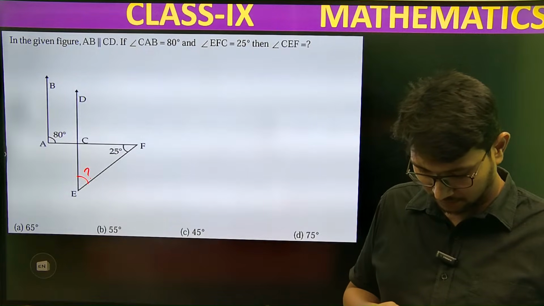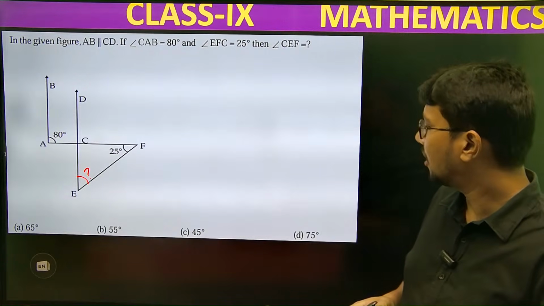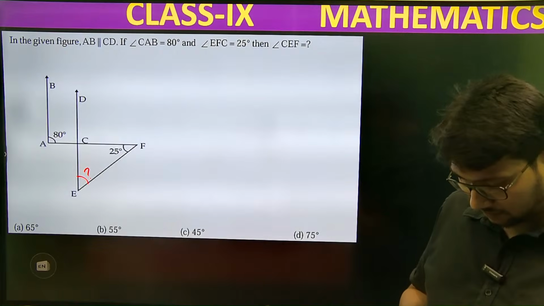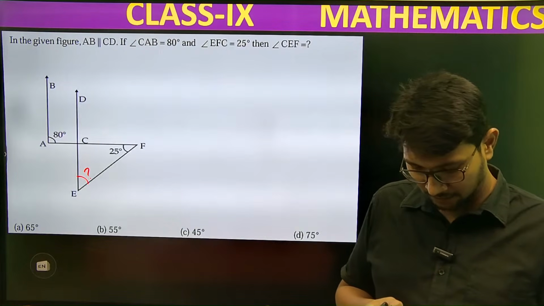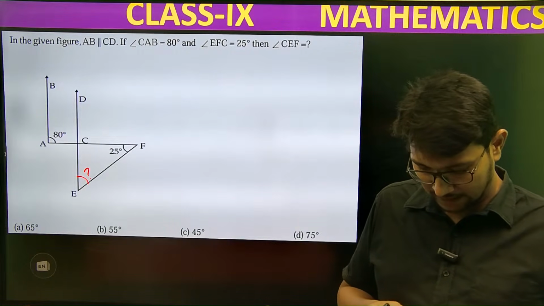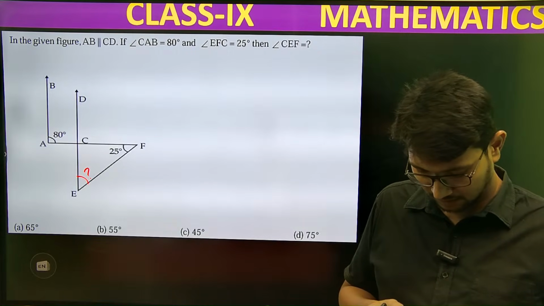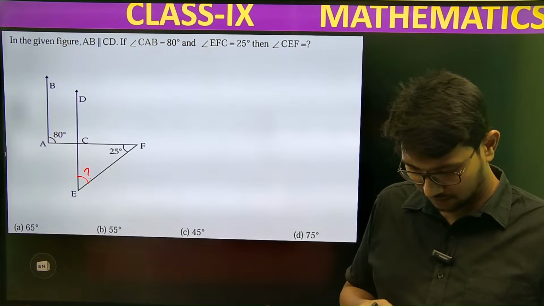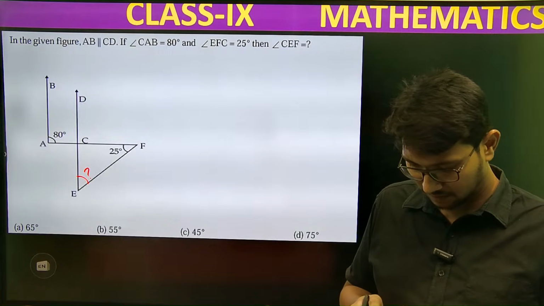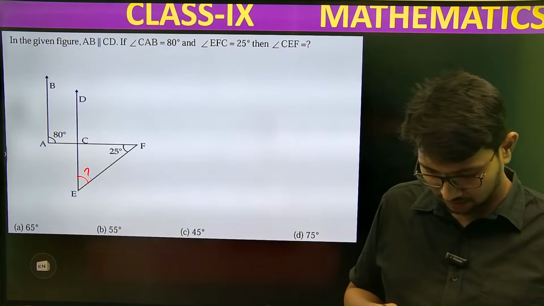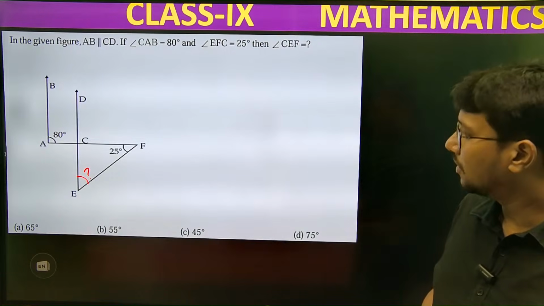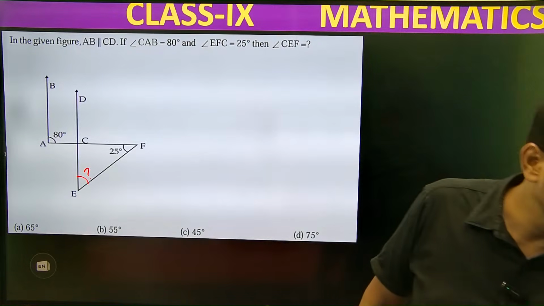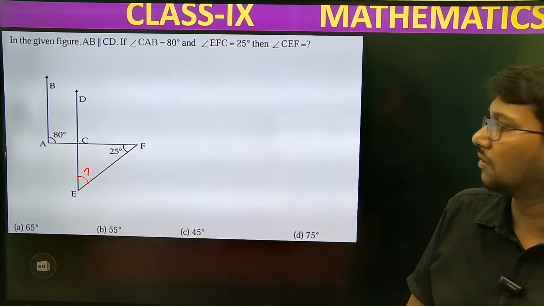Okay. Option D is 75. Some are saying 75, some 65. Which one is the correct answer? 65 or 75? Okay, is it over?